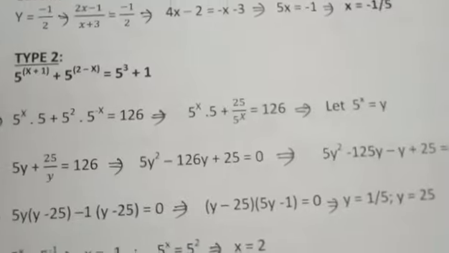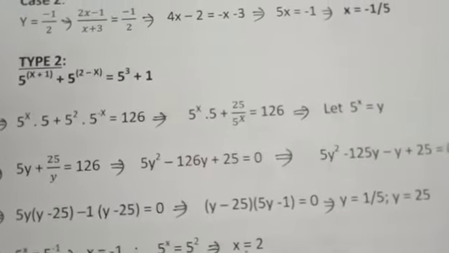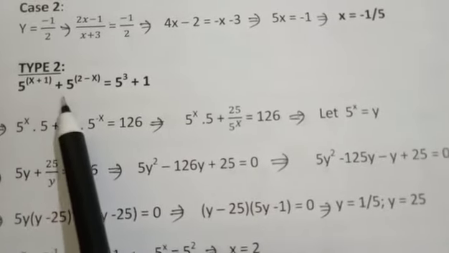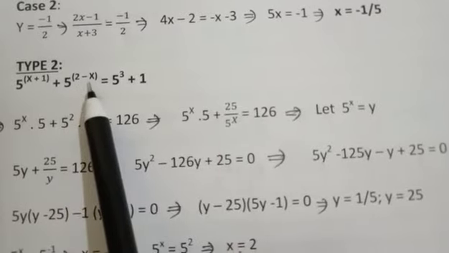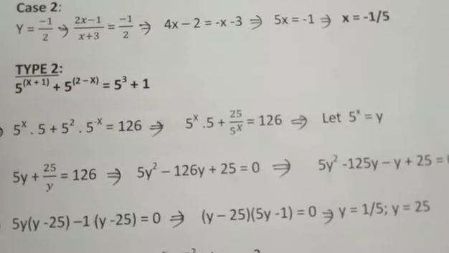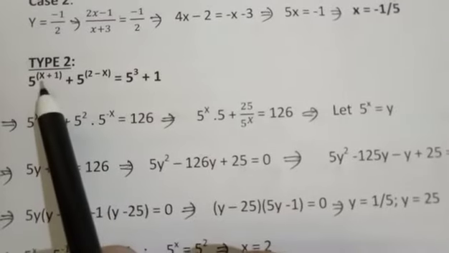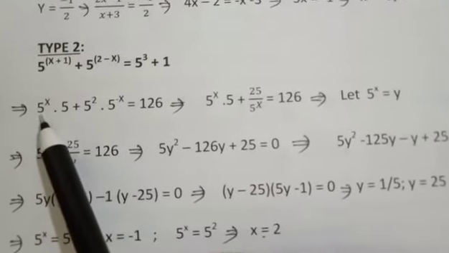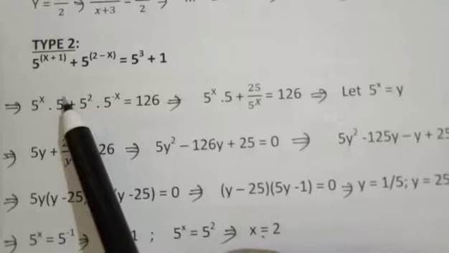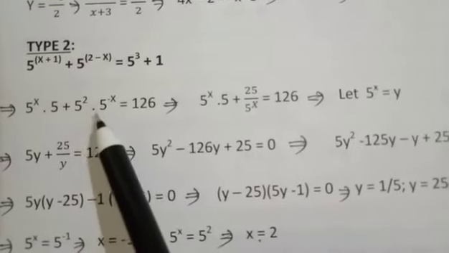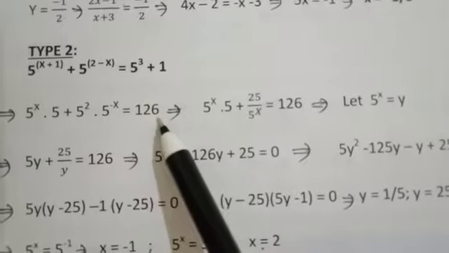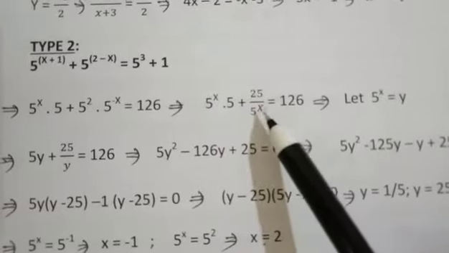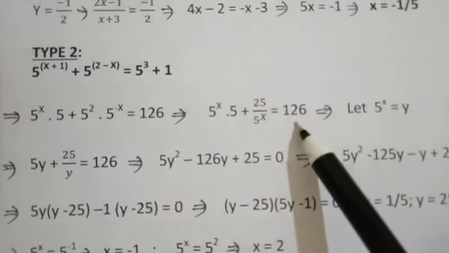Now we are going to the second type, again a very unique type, and the question is 5^(x+1) + 5^(2-x) = 5^3 + 1. Now if we know the rules of exponents, the powers are added, so we can write it like this: 5^x into 5^1 plus 5^2 into 5^(-x) is equal to 126, which implies 5^x into 5 plus 25 divided by 5^x is equal to 126.